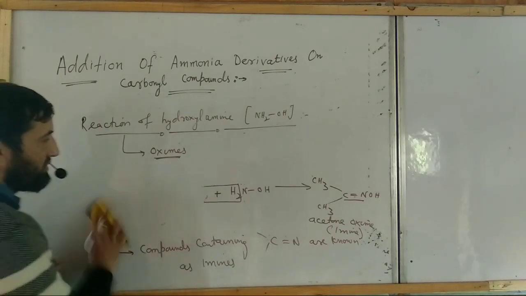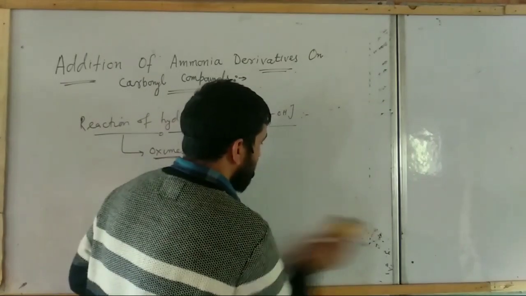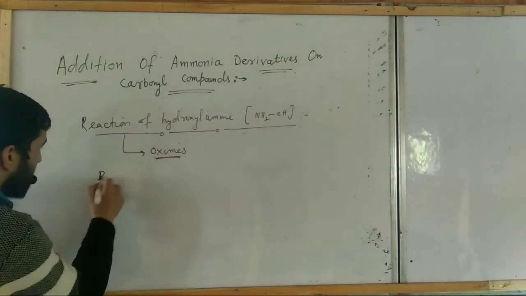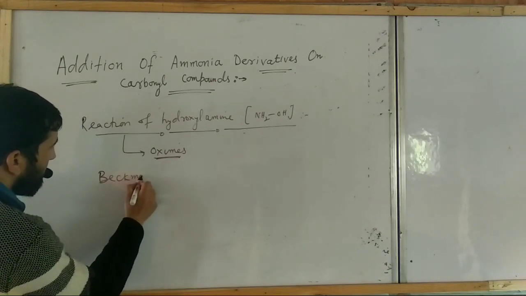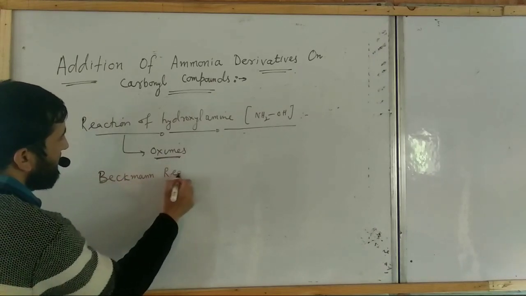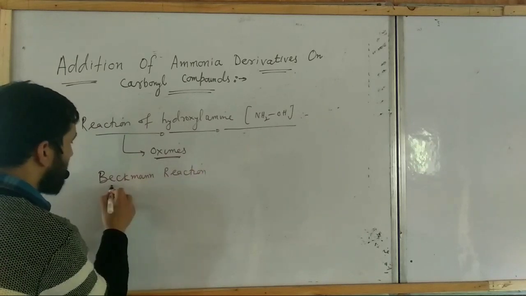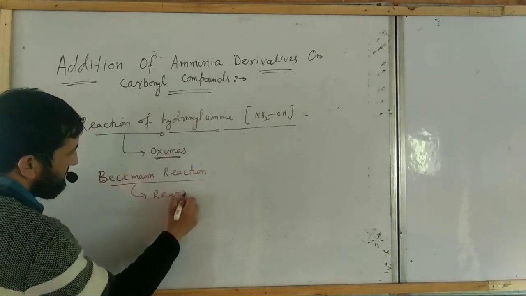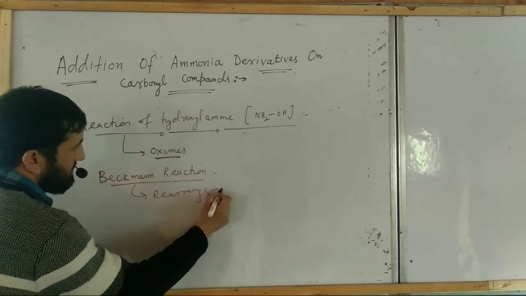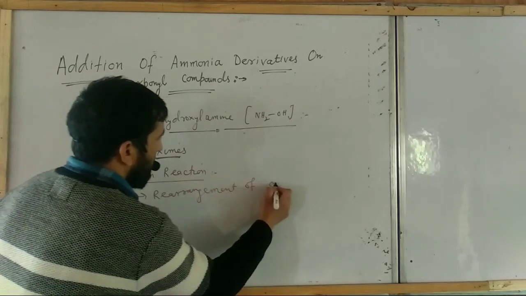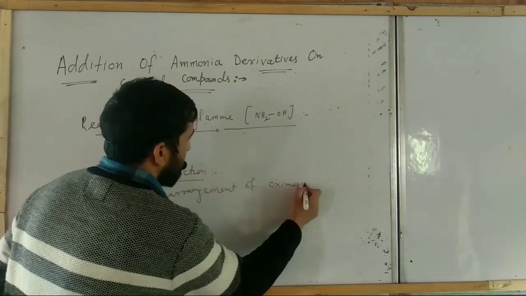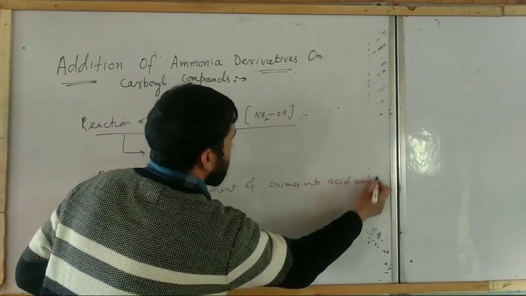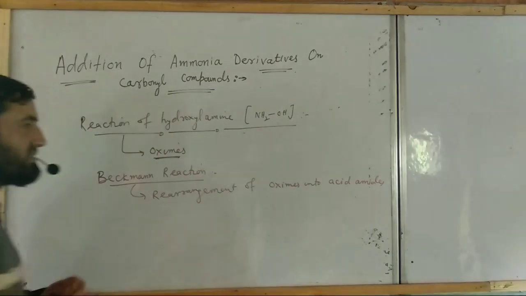So here it must be noted that these oximes can change into amides by rearrangement, namely Beckmann rearrangement. This point must be noted. So Beckmann rearrangement जो है, it involves rearrangement of oximes into acid amides. But this rearrangement always occurs in presence of strong acids.